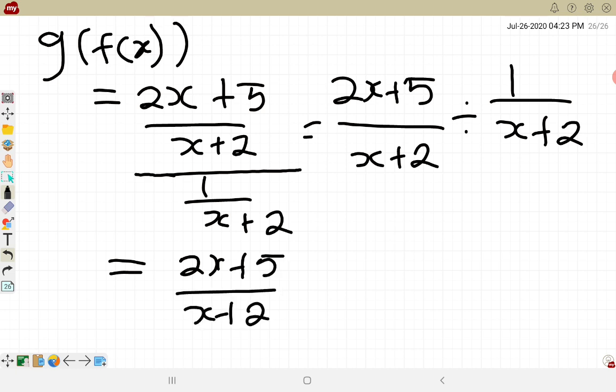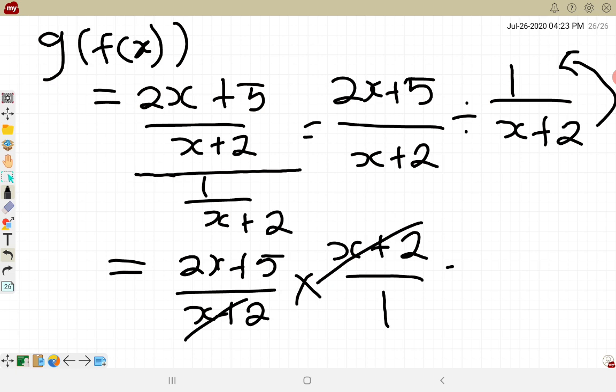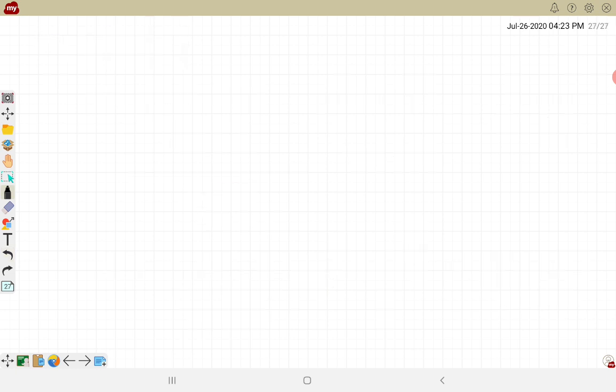So change division to multiplication, then turn the second fraction upside down. So this is x plus 2 over 1. So this cancels this, so we have 2x plus 5. So g of f of x is 2x plus 5. So the last but not the least, c, we will find g of x.